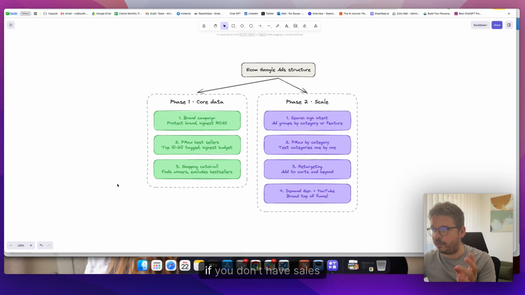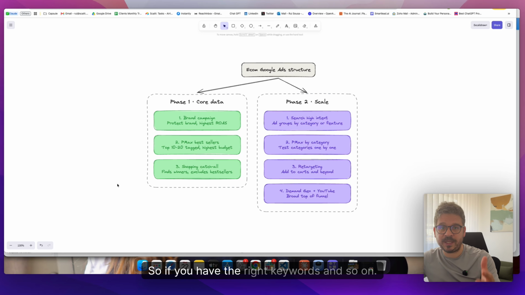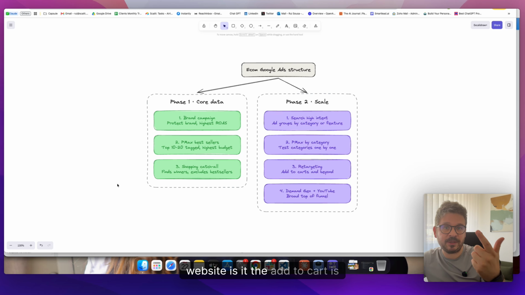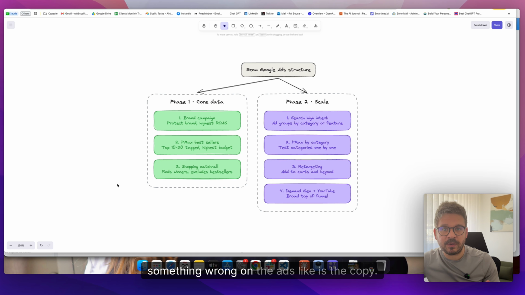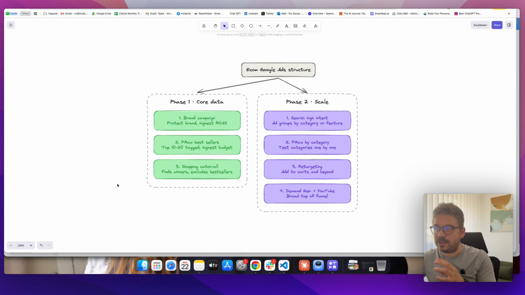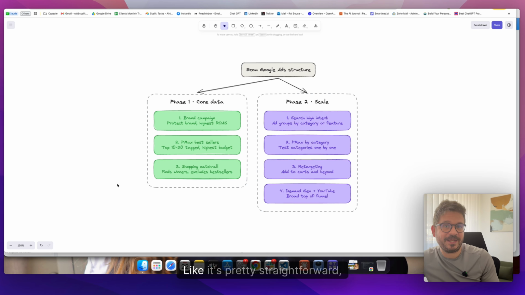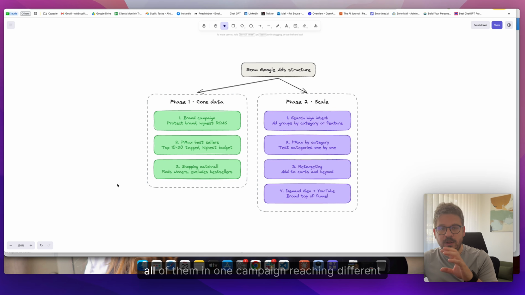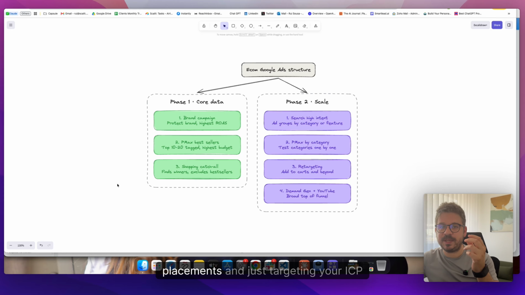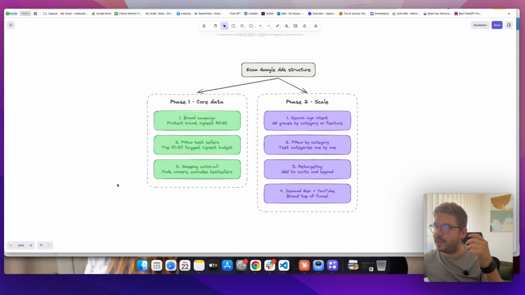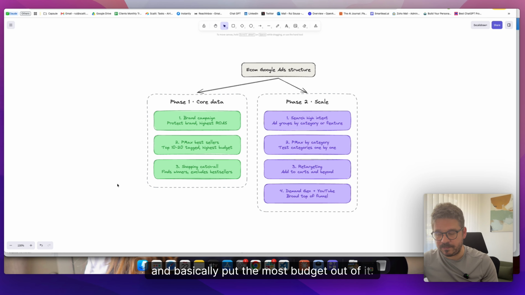So if something doesn't work, if you don't have sales, we can already put in perspective that these products should sell, right? So if you have the right keywords and so on, we can then layer down and see: is it the website, is it the add to cart, is something wrong on the ads, like the copy? As you already have the historical data that this one works best, it's always better to start with that, right? It's pretty straightforward. So we do a PMax targeting the bestseller products, all of them in one campaign, reaching different placements, now just targeting your ICP, and we put the most budget into it, okay?